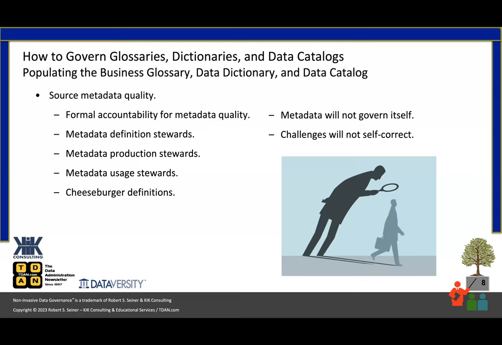I think you'll all agree that somebody has to be responsible for producing the metadata. If it's not metadata that's inherent within another tool, somebody's going to have responsibility for producing it. Obviously, you want somebody to use it. I talked about cheeseburger definitions. The definition of a cheeseburger is a burger with cheese. The definition of a student account number is an account number for a student. You're just using the words of the term that you're describing in your definition. So if you want more descriptive definitions, somebody's going to need to provide those.